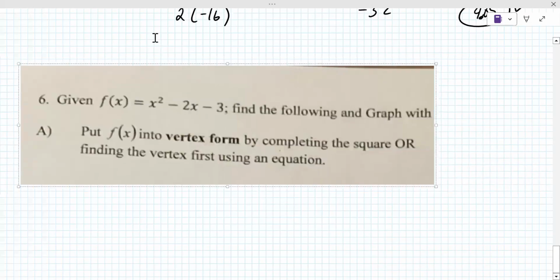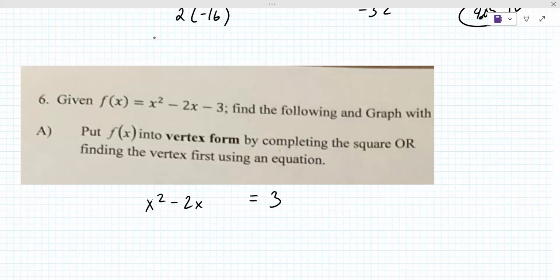All right, given f of x equals x squared minus 2x minus 3, find the following. I would like you to do the completing the square on this, because I think that is the best path for you here, just as a reminder. So would you kindly complete the square for this one, please? Sure.